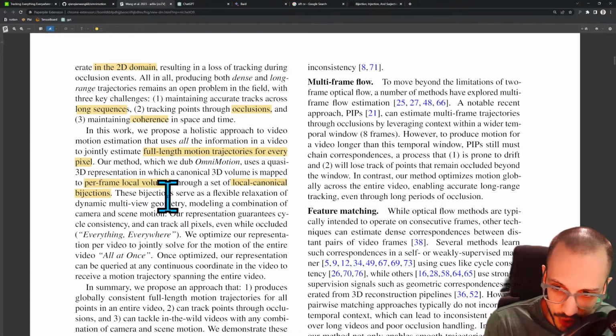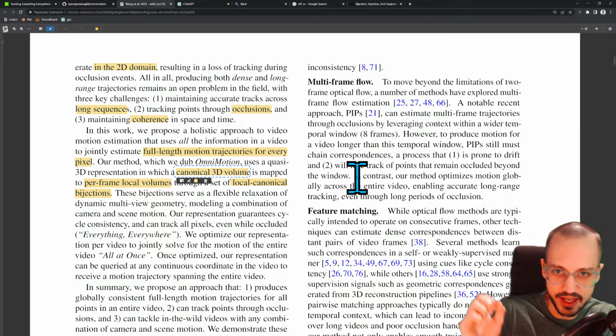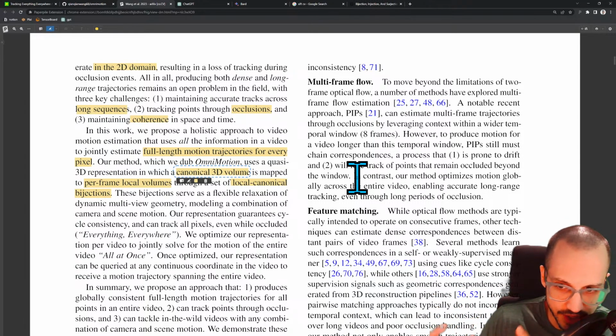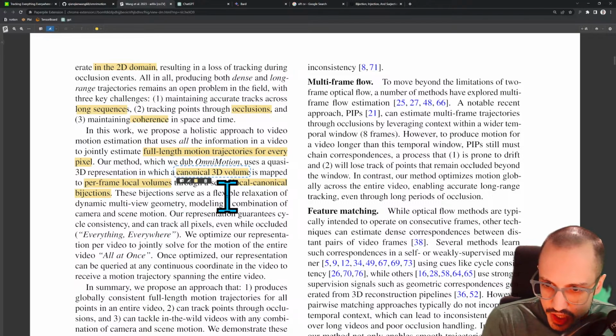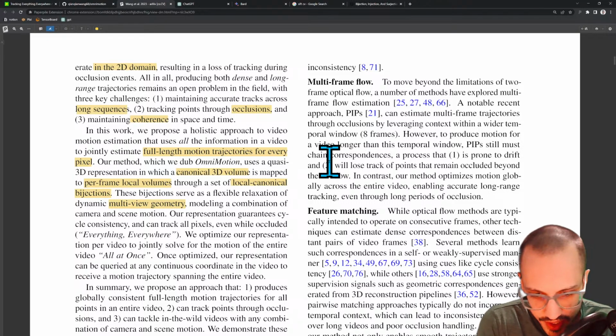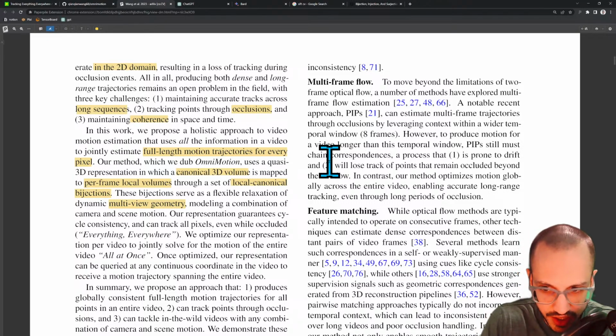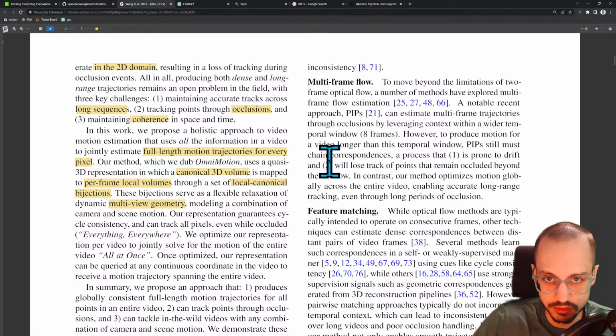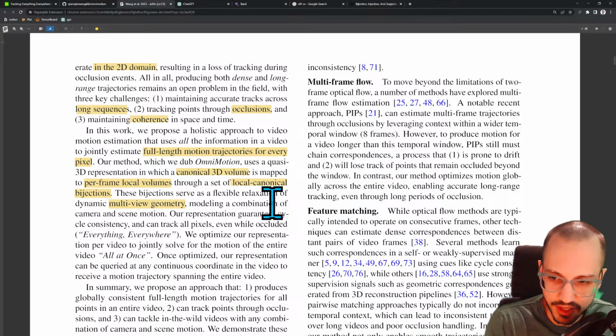So a 3D volume per frame, and then they're going to have a global one, which is the canonical 3D volume. So they're going to basically have this world model and then a local model, and then they're going to have probably some losses that force the local and the global model to get together. These bijections serve as a flexible relaxation of dynamic multi-view geometry. Yeah, so this technique of having some kind of global state that you then improve over time with a bunch of different local approximations is very common. Pretty much any kind of SLAM technique, any kind of photogrammetry technique is using some kind of idea like this, right?